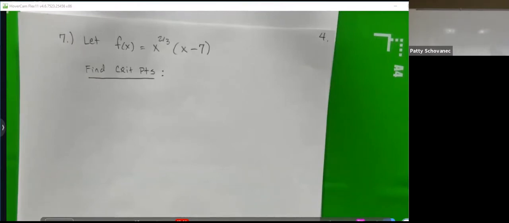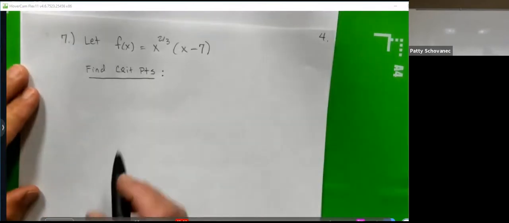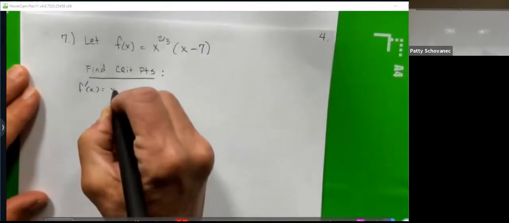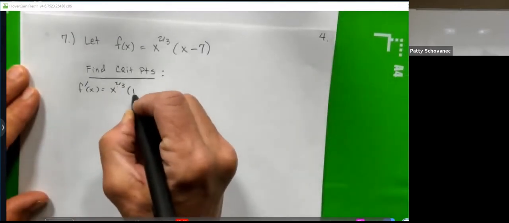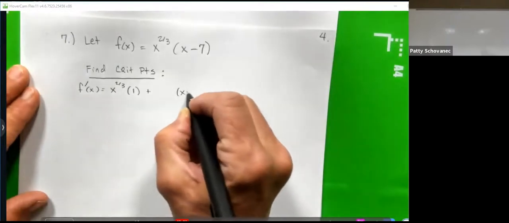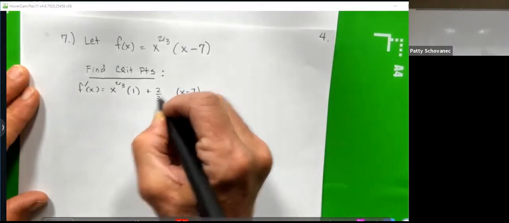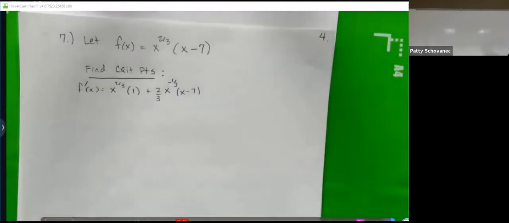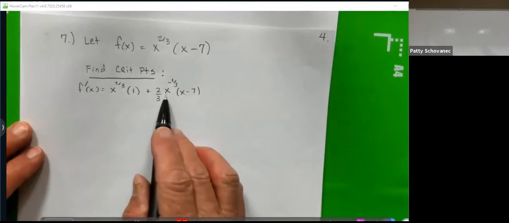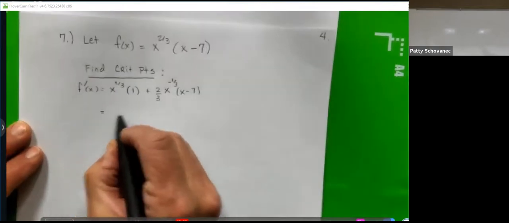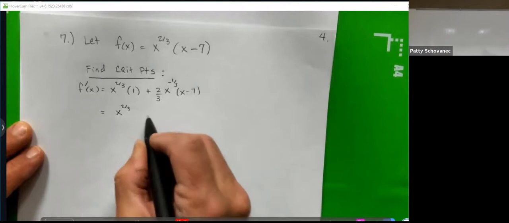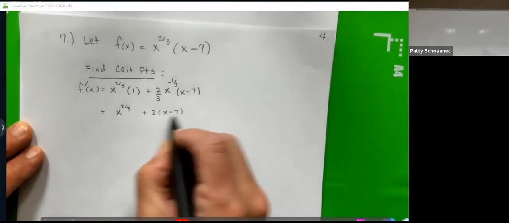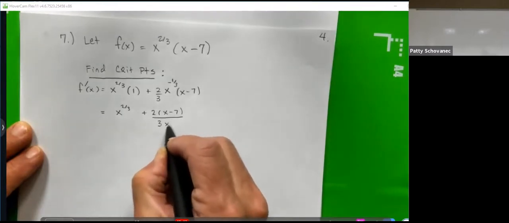All right, I'm going to catch up with you. I'm going to take the derivative with the product rule. I'm not going to multiply it out. F prime of x is the first times the derivative of the second plus the second times the derivative of the first. Then I'm going to write this with a positive exponent. So I'm going to rewrite my expression as x to the 2/3 plus 2 times x minus 7 divided by 3x to the 1/3.